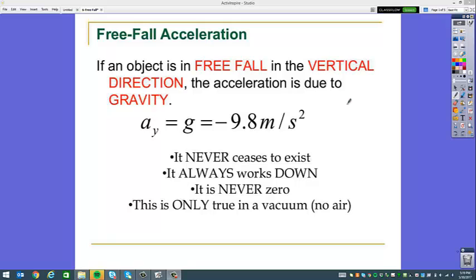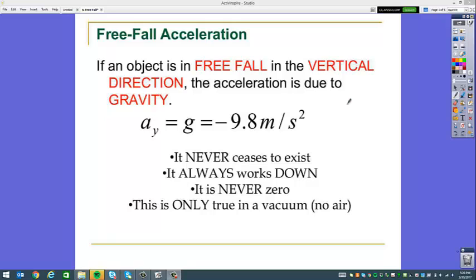So anytime you have an object in free fall, your acceleration in the vertical direction is going to be gravity, which we can write instead of saying a_y. Remember, a is your acceleration, y is the vertical direction. We can say that your acceleration would be g, and gravity here on Earth is negative 9.8 meters per second squared.